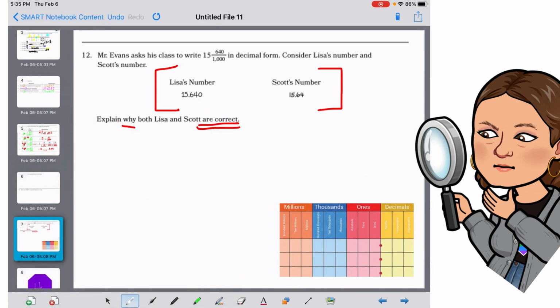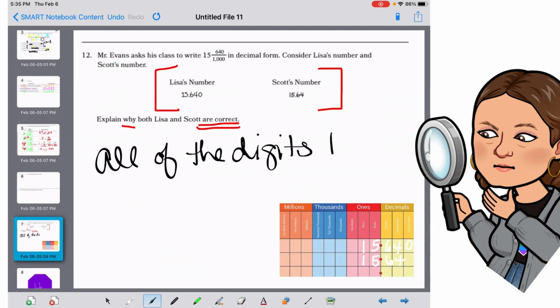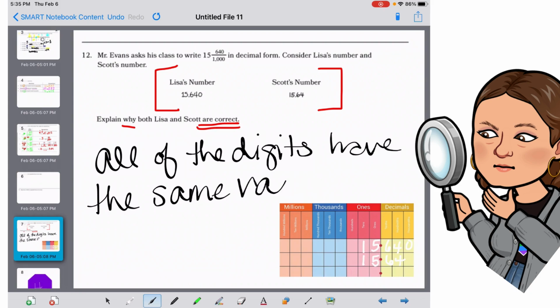They are both correct. If we were to write Lisa's number down here on my place value chart, it would look like that. And if I were to write Scott's number down there, it would also look like that. So what I notice is that all of their digits have the same value. They don't need that extra 0 at the end. It is not needed in this case. Lisa could have left it off.